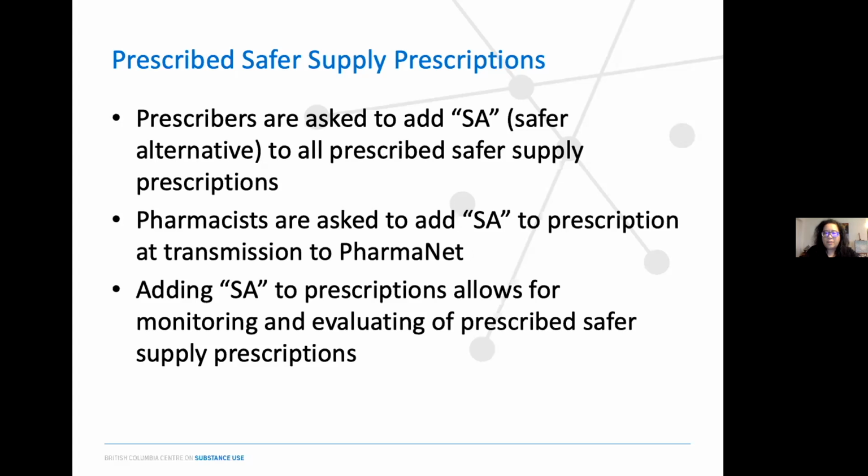It is our facing software end, but what it does is that it allows prescriptions to be monitored and evaluated of the safer supply prescriptions. So this is really important to do. And if I understand correctly, sometimes this is being missed right now, and it throws the data off a bit to try and understand utilization of safer alternatives.